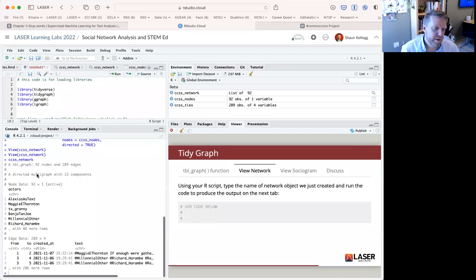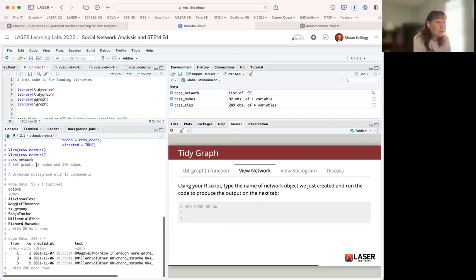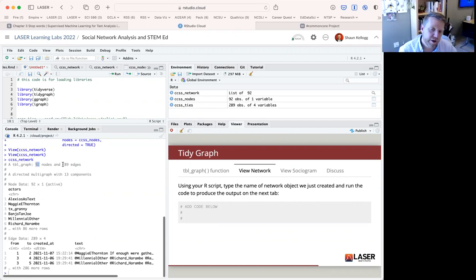And really quick, Larissa, I'm going to pick on you if you don't mind. In this network object, we see we have 92 nodes and 289 edges. How many people are in our network? How many actors are in our network? 92. Yeah, there's 92 actors in our network. And there were 289 ties, or in this case, a tie is a tweet. And any volunteers to tell me what it means that there are 13 components?